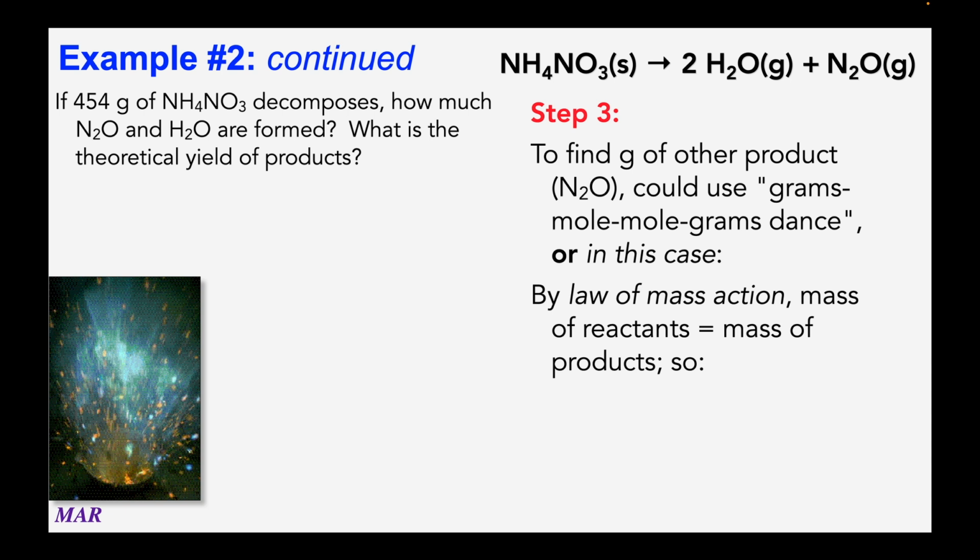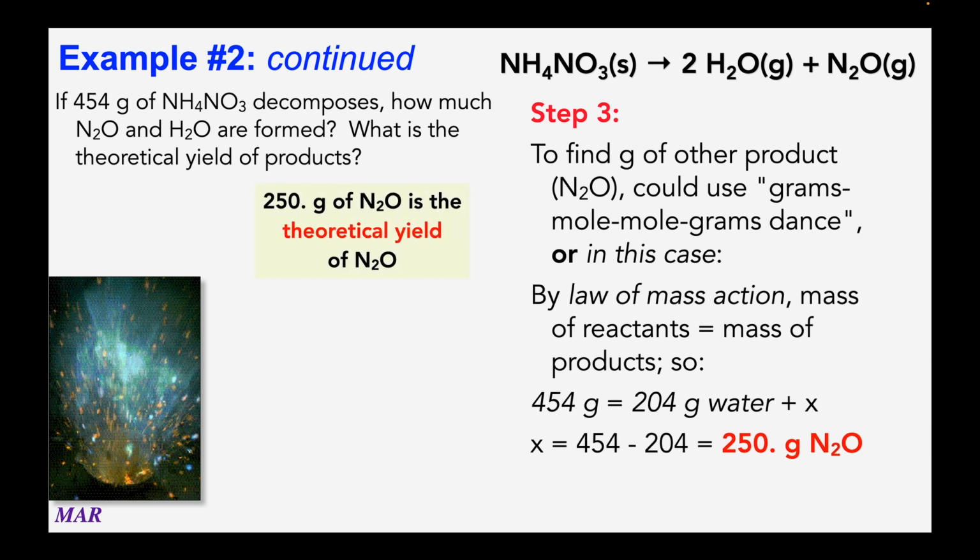But in this particular problem, there's another way to do it, because the law of conservation of mass says all the mass that goes in, i.e. the reactants, equals all the mass that comes out, i.e. the products. So in this problem, 454 grams is how much we put in, and we just calculated that we're going to get 204 grams of water out, and you can see that those numbers are not equal. So whatever the N2O is going to be, it's going to be equal to 454 minus 204. Total mass in minus grams of water is going to equal N2O. This is an alternate way to figure out the N2O.